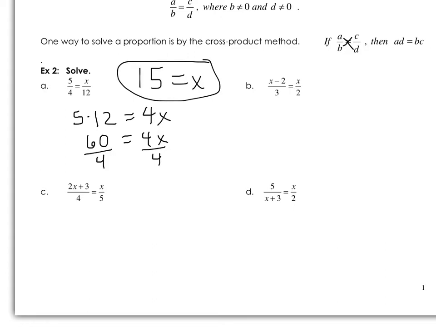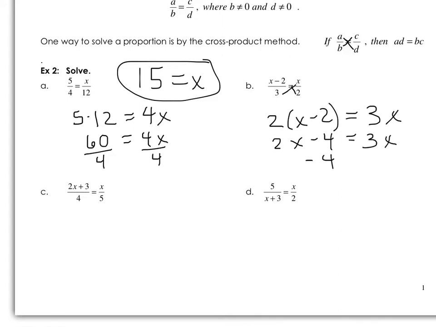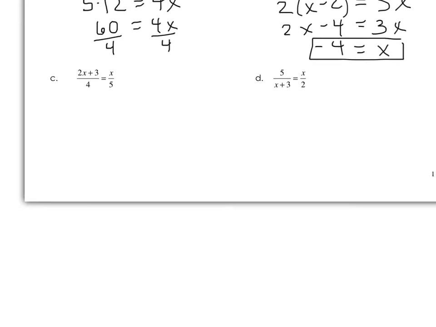And that's our solution. Of course, our problems could be a little more complicated if we have x minus 2 over 3 equals x over 2. Let's cross multiply. So we have 2 times x minus 2 equals 3x. 2x minus 4 equals 3x. Let's subtract 2x from both sides and we get minus 4 equals x. And that's our solution. You can put it back in the original problem and verify that it's a solution. Check your answer.